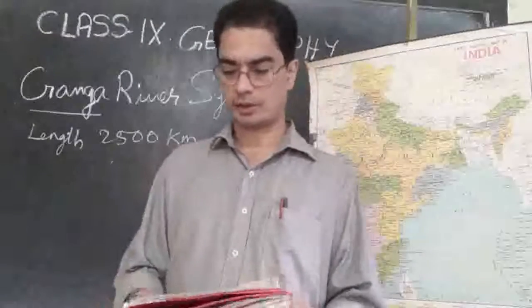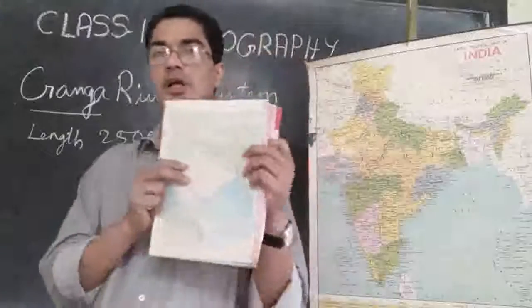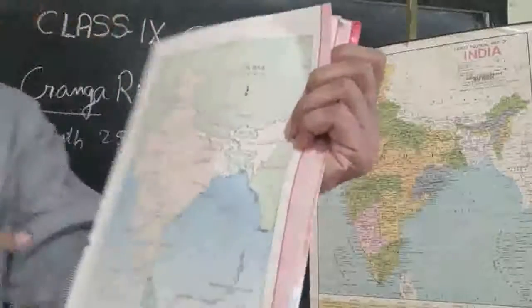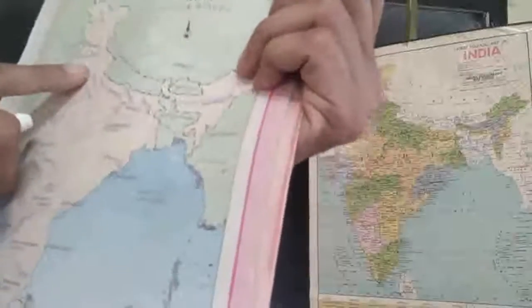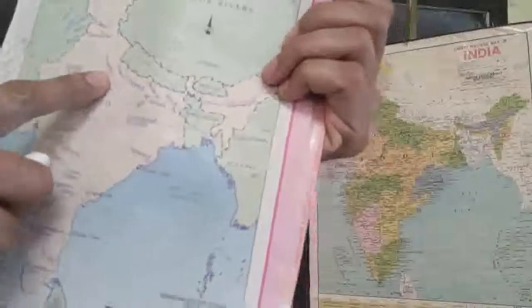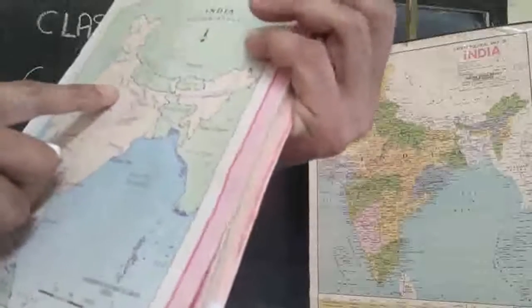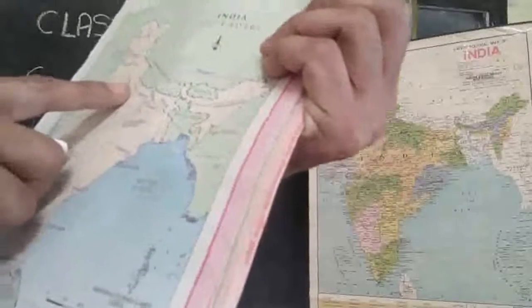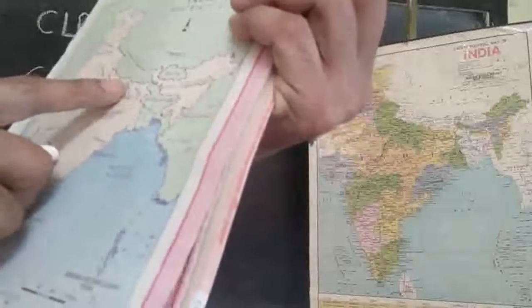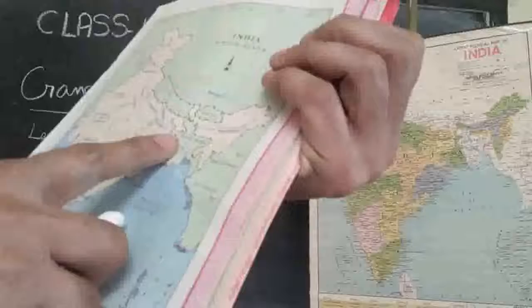And you can look at in your previous page, the map is there, India's map. You will see the river Ganga starting from here. It is flowing down, and other rivers like Sarda, Garghara, Gandhara, Kosi, they are all coming and joining to the main stream.